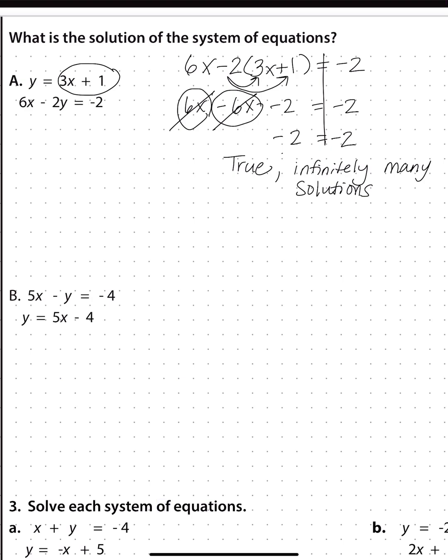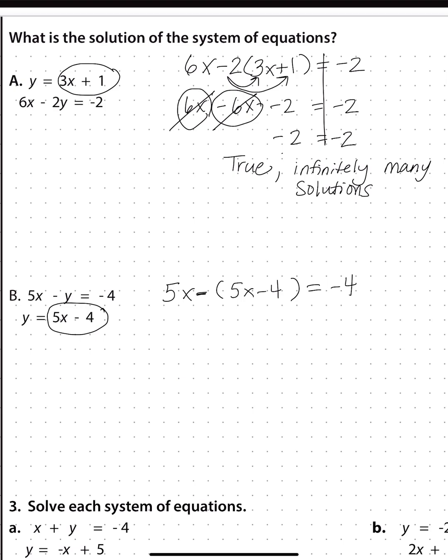So let's check our B. On B, we should notice that the second equation is the one that already has a variable isolated. Y is equal to 5x minus 4. So we are going to substitute in for y again. So I have 5x minus whatever the value of y is, equal to a negative 4. So we're going to substitute in 5x minus 4.